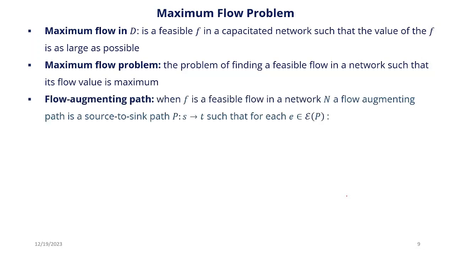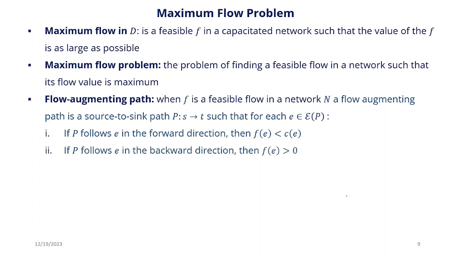Now we describe something called the flow augmenting path. When a flow F is a feasible flow in a network N or in a graph G or D, whatever, a flow augmenting path is a source to sink path such that for each edge E in P, if P follows the edge in the forward direction, then the flow is less than the capacity, and if P follows E in the backward direction, then the flow is greater than 0.